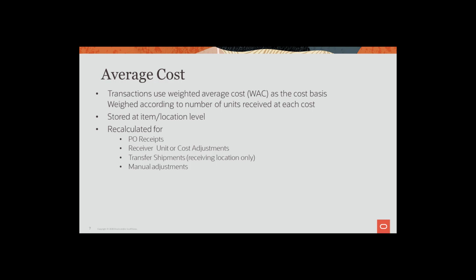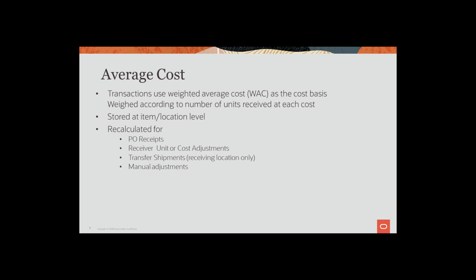First is the average cost method. Average cost is the method by which the cost of an item at a location is weighted based on the number of units received at their specific cost. This cost is also sometimes referred to as weighted average cost, or WAC, or moving weighted average cost, MWAC, because it is updated each time inventory is received into a location.